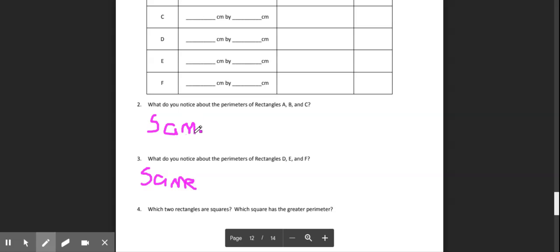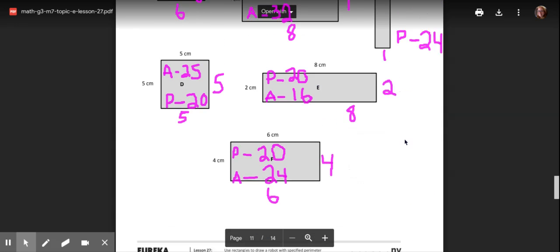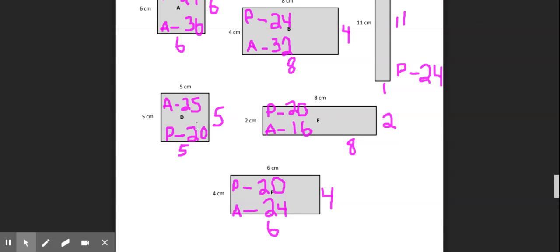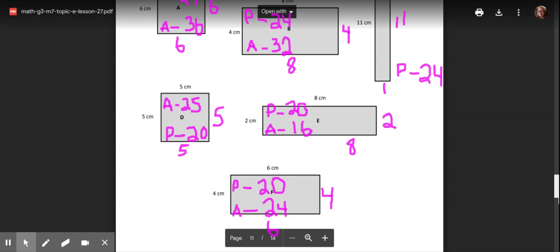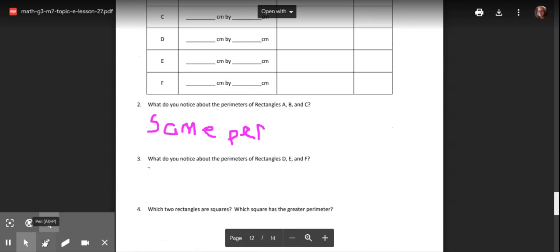I scrolled a little too far. And I'm going to put PER for perimeter. Let me erase number 3 because it might not be the same. Number 3, what do you notice about the perimeters of D, E, and F? Okay, so D, the perimeter is 20, E, the perimeter is 20, and F, the perimeter is 20. So they were the same too. I could have left that same there.